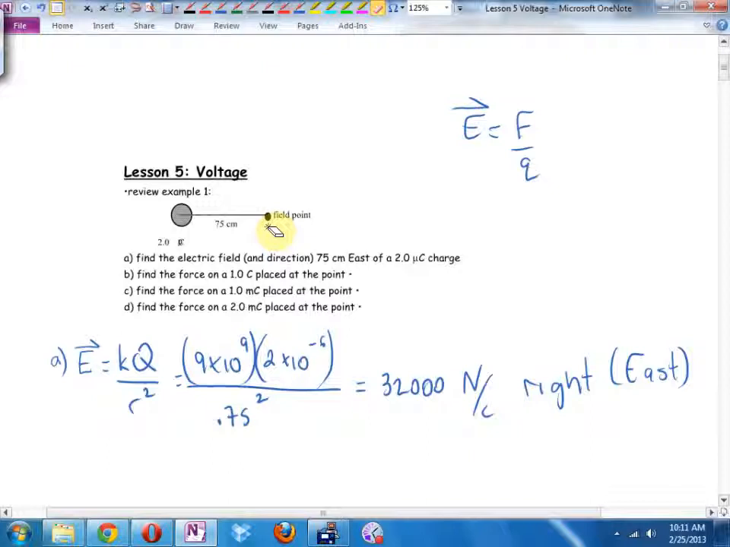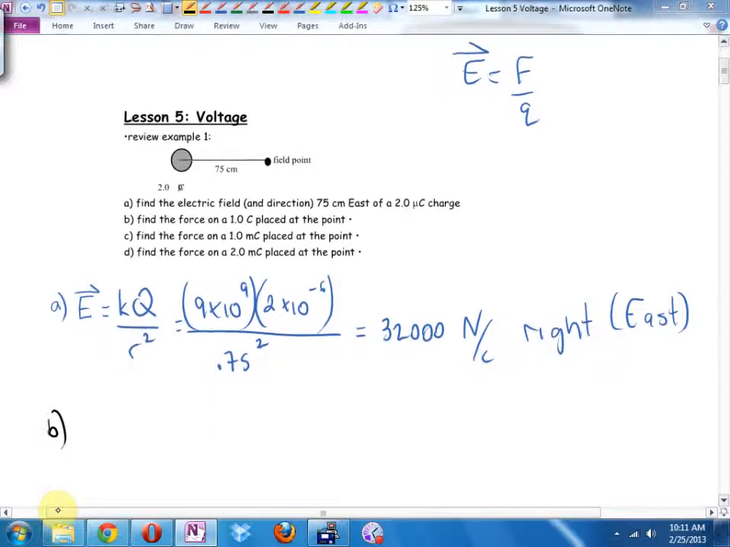What that means is that every single Coulomb of charge at that location would experience 32,000 newtons of force. In fact, part B asks, find the force on a 1 Coulomb charge placed at that point.